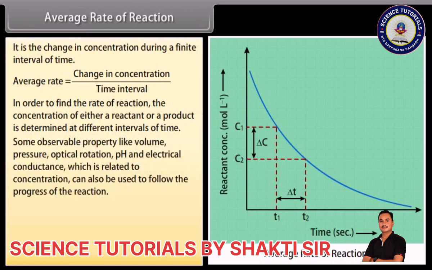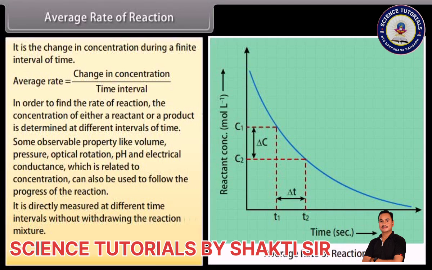Some observable property like volume, pressure, optical rotation, pH, and electrical conductance, which is related to concentration, can also be used to follow the progress of the reaction. It is directly measured at different time intervals without withdrawing the reaction mixture. Average rate is equal to negative delta C upon delta t.